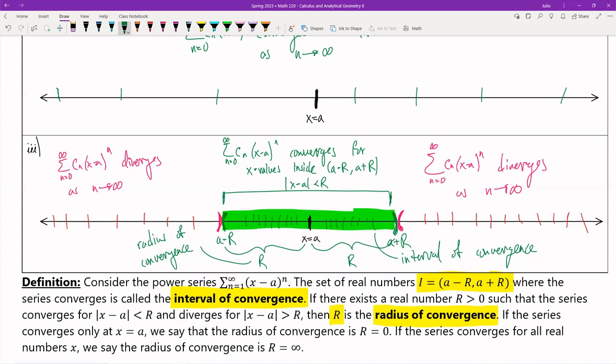If you want to know why we call it a radius of convergence instead of something else, you're going to need to go study math for the rest of your life. So for now, this is all we really need. If the series converges only at a, then we say that the radius is zero. There is no interval, so the radius is zero. And if it converges for all real numbers, we say that the radius is infinity.